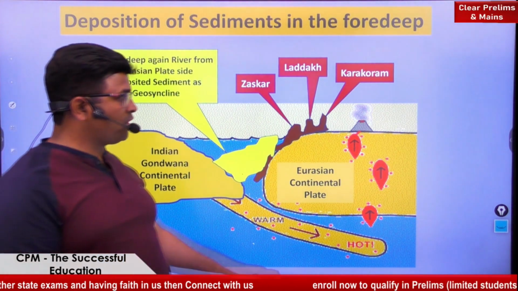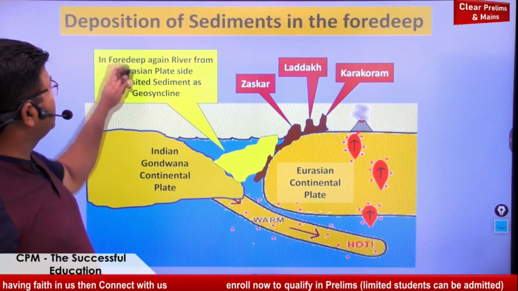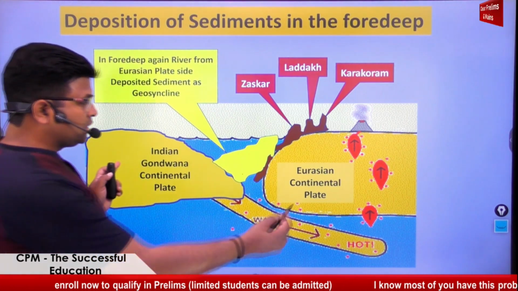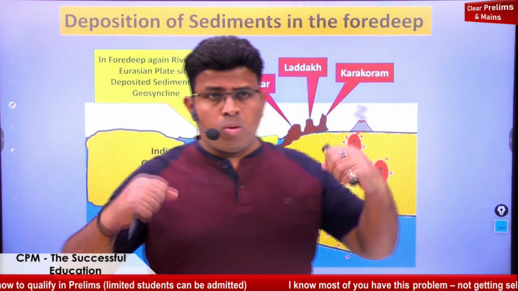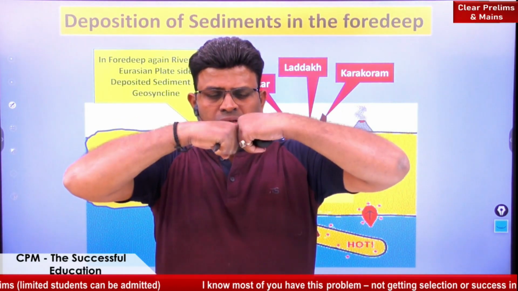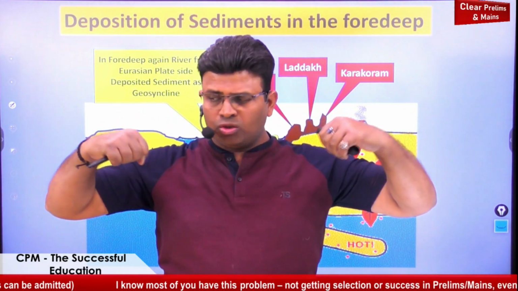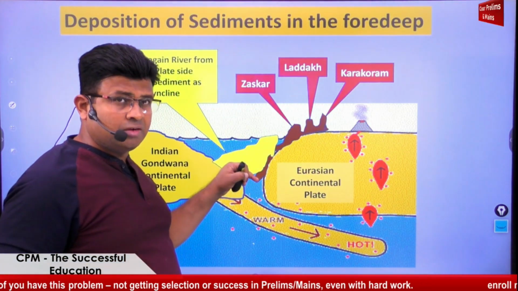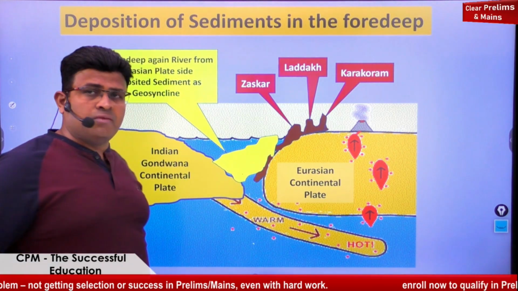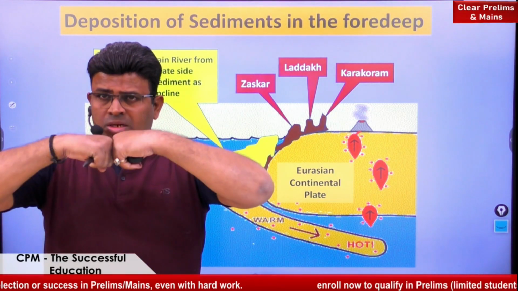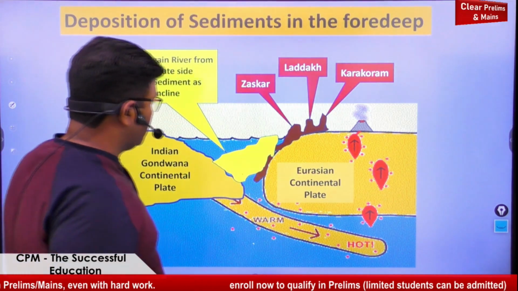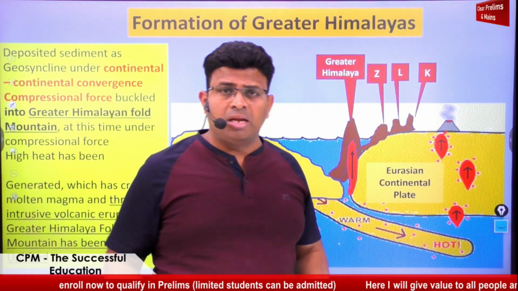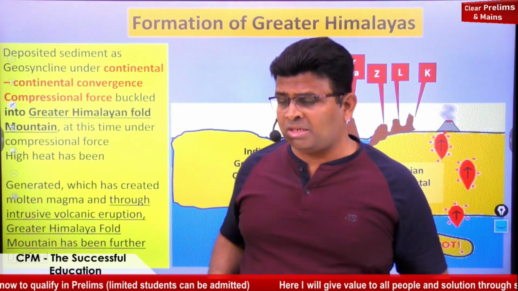Again, in the foredip of Trans Himalayas, I said that there is deposition of sediments in the foredip. By who? The river. And now, under the continental head-on collision, you know that there will be more force. Yes or not? So at that time, these sediments deposited by the river into this Tethys Sea in the foredip area, what happened? Continental convergence and compressional force caused the formation of the first part, the Greater Himalaya. You can see how the Greater Himalaya has come into existence.